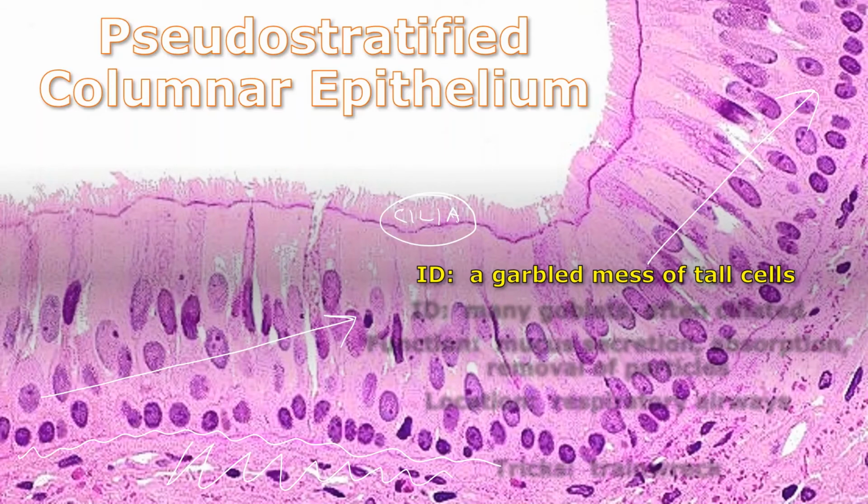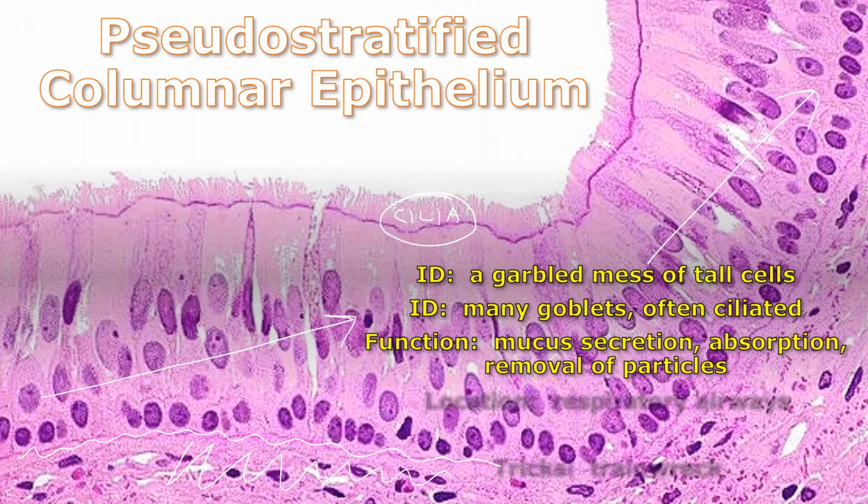A mess, like a train wreck. Tall cells that look like they're on top of each other, but they're not. Many goblets, often ciliated. Function, mucus secretion, absorption, and removal of particles. Location, respiratory tract. Respiratory airways, both nasal and further down into the lungs.